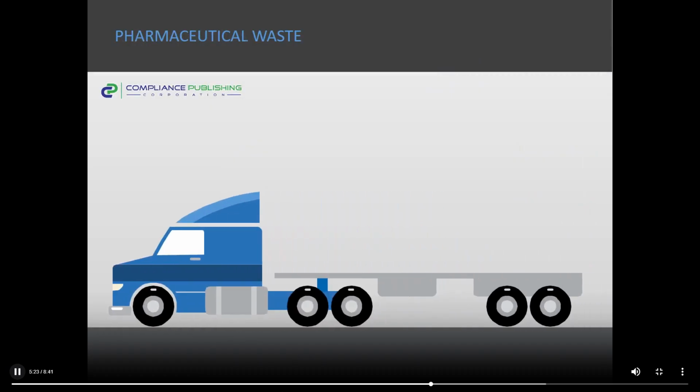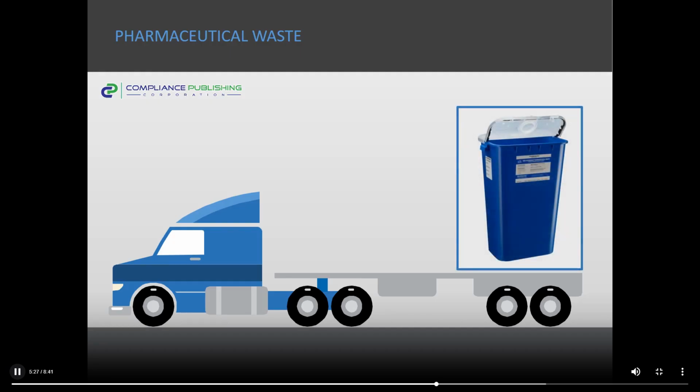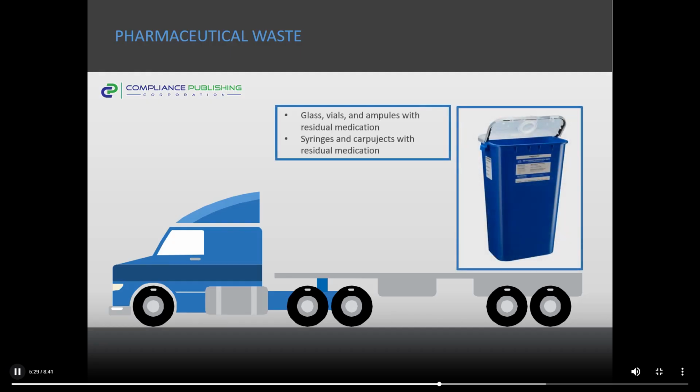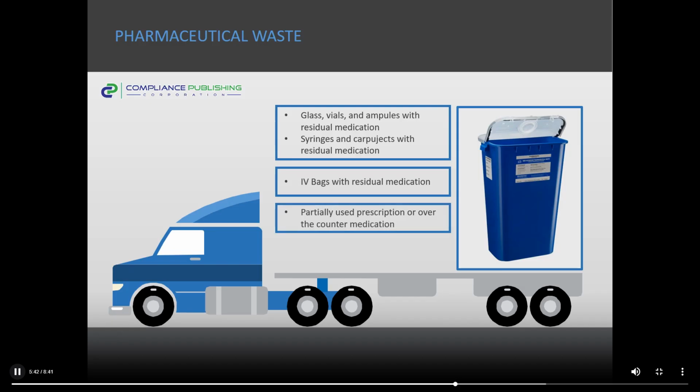Pharmaceutical waste. The following are included in the blue pharmaceutical container: glass, vials, and ampules with residual medication, syringes and carpujets with residual medication, IV bags with residual medication, partially used prescription or over-the-counter medication. As a reminder, no chemotherapeutic medications are allowed in this container.